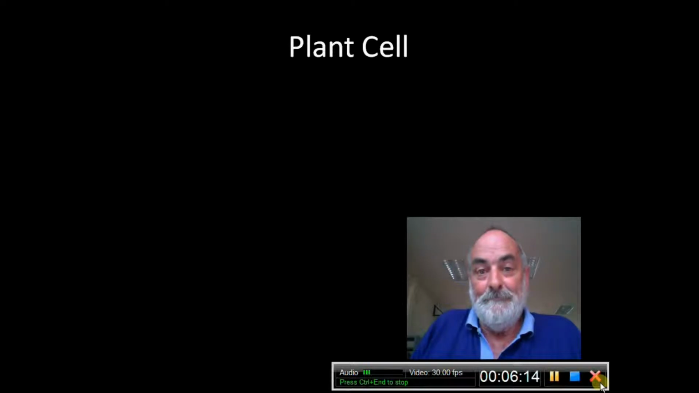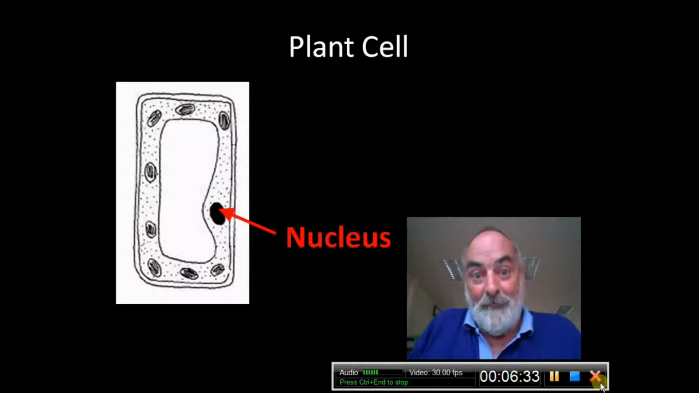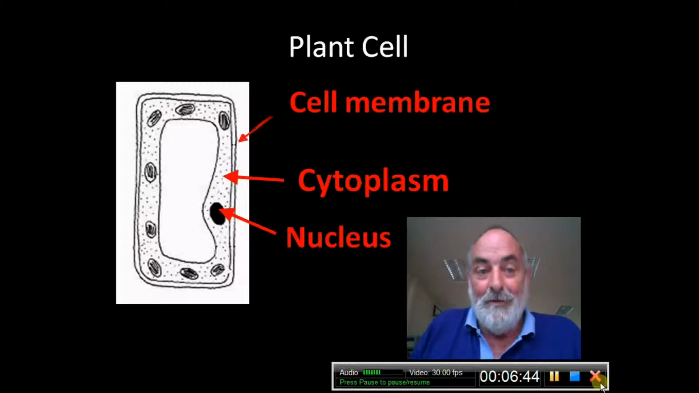Plant cell. Let's look at a diagram first. Remember that the plant and the animal both have some things the same. In the plant cell, we also have the control center, the nucleus. Around the nucleus, the plant cell has cytoplasm. And to keep it all together is the cell membrane.